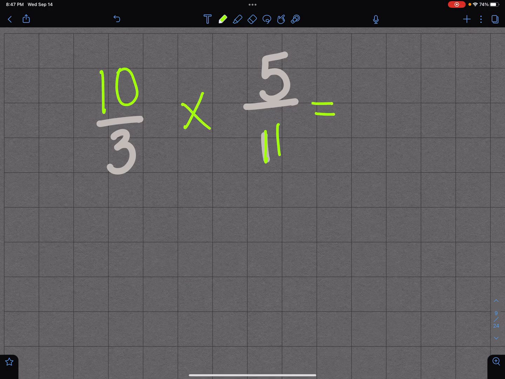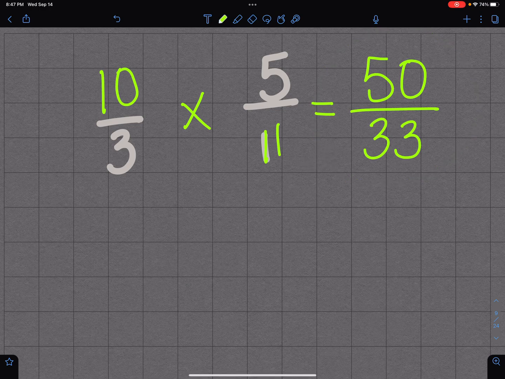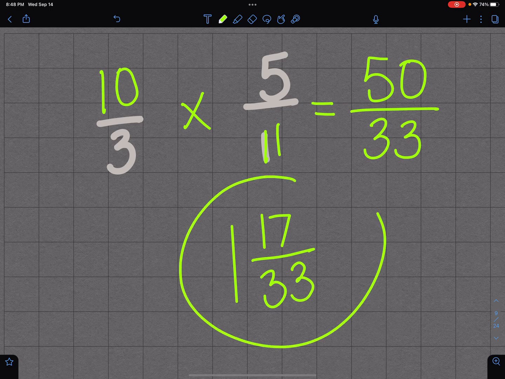Can we cancel anything out? Anything the same on the top and bottom? I don't think so, but this is easy enough math for us to do anyway. So it's going to be 10 times 5 is 50. On the bottom, 3 times 11 is 33. And we can simplify that because that's an improper fraction. So 33 goes into 50 just one time, right? And then there's going to be 17 left over. So it's 17 over 33. Bam! We got this, Addie.